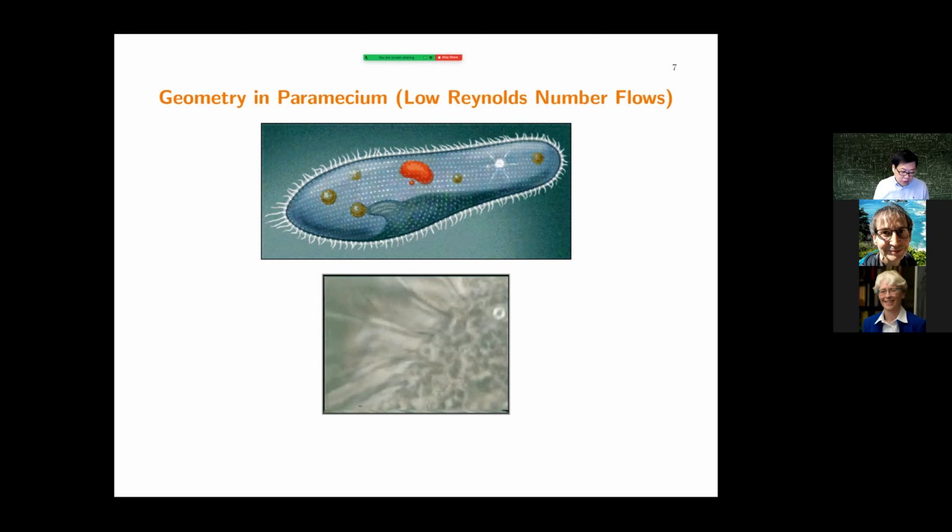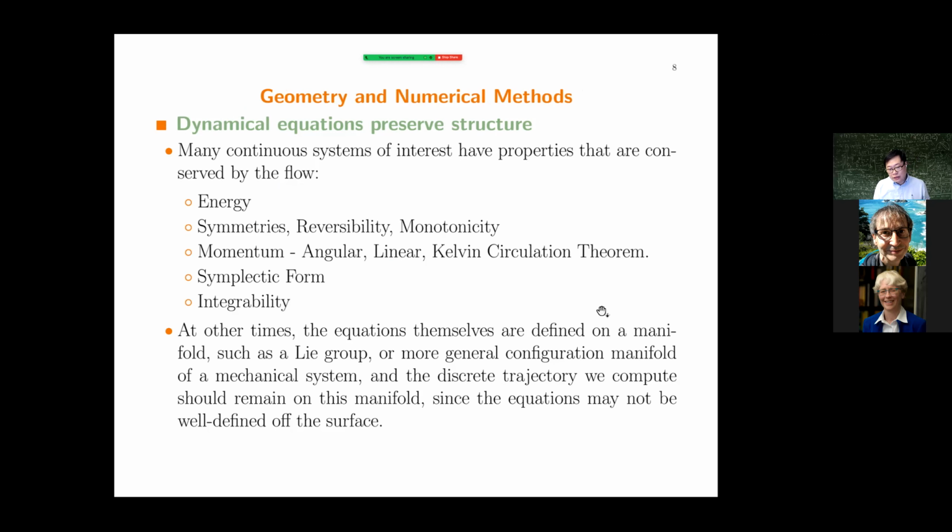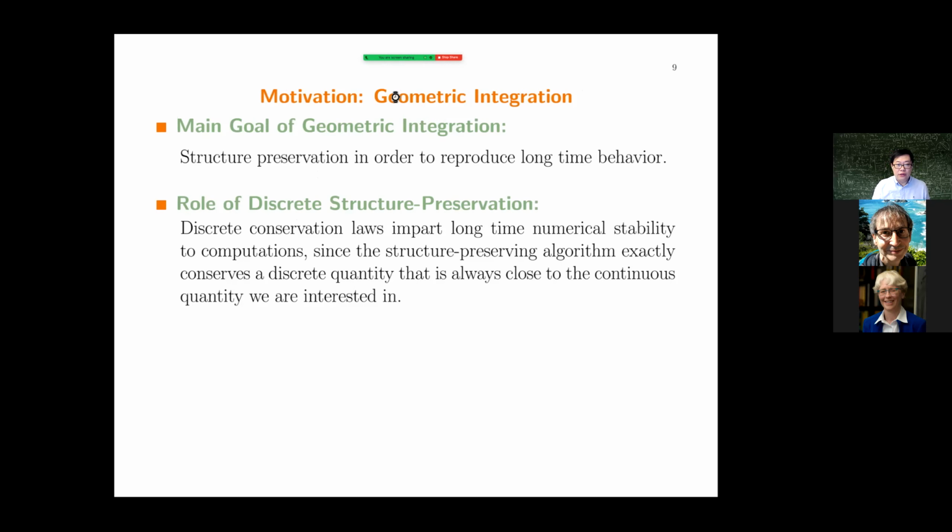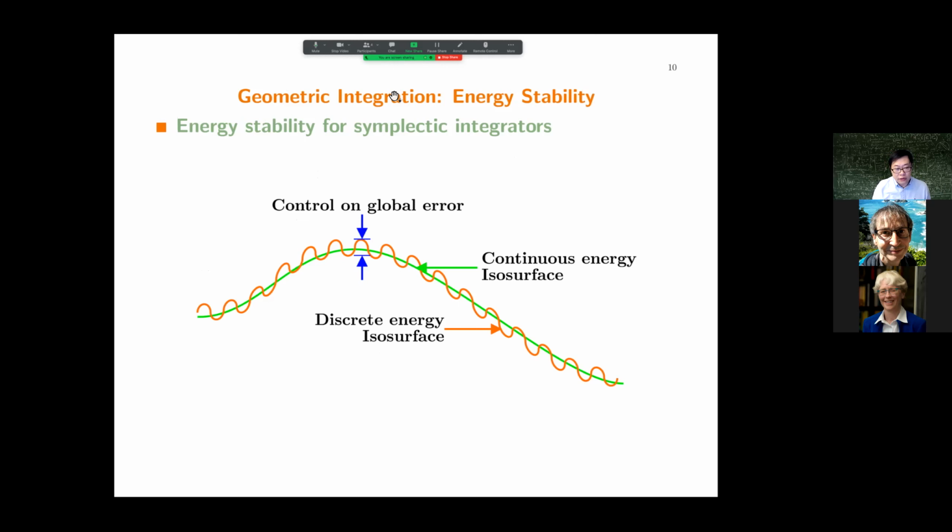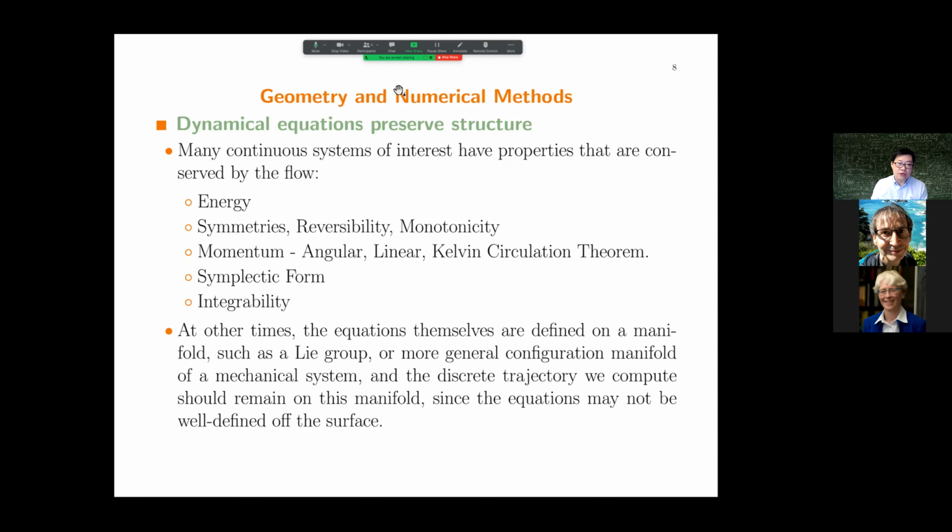Okay, so what I primarily work on is the construction of numerical methods which preserve geometric structure. Let me give you some examples of what one might mean by preserving geometric structure. Invariants of a dynamical system might include things like the energy. There may be certain symmetries and invariance properties of the systems themselves. There may be some sort of reversibility or monotonicity condition.